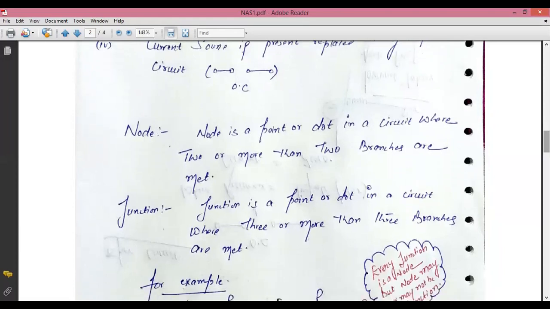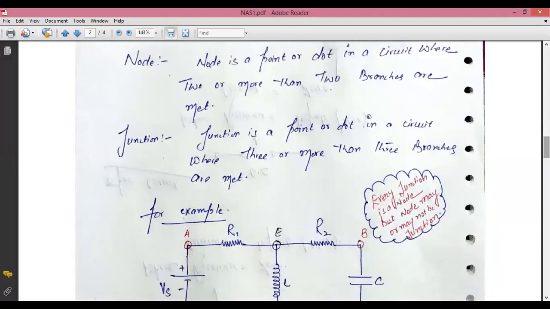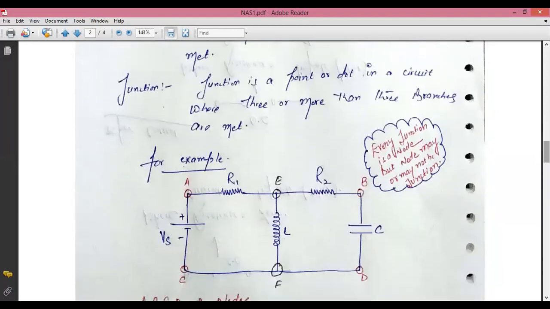For example, I have a circuit like this. Can you see this circuit? We have a simple circuit. We have R1, L, R2, C and a voltage source. Can you see this circuit, students? Yes, sir. Yes, sir. So if you see this circuit, you tell me, is point number A a node or a junction?